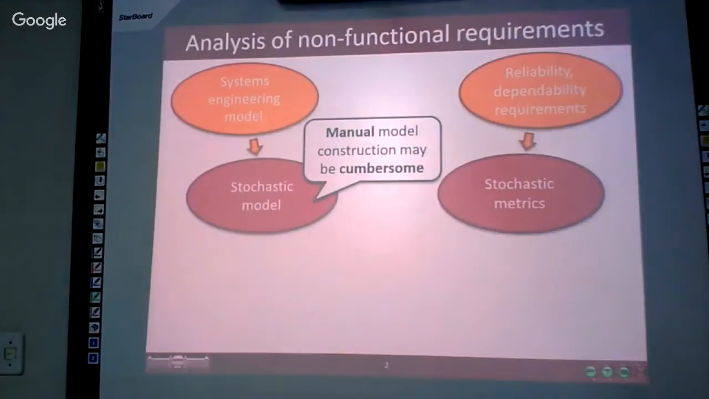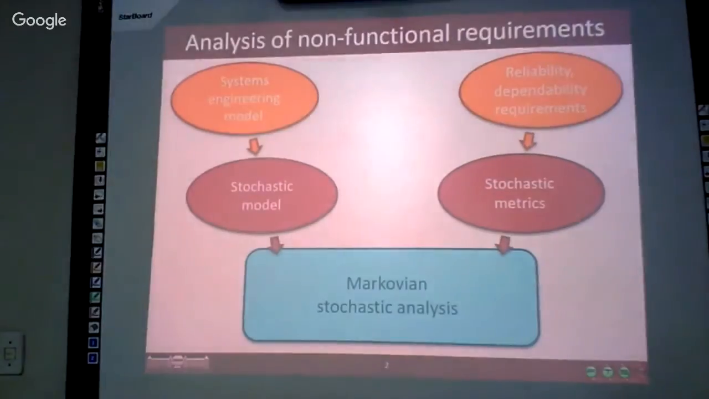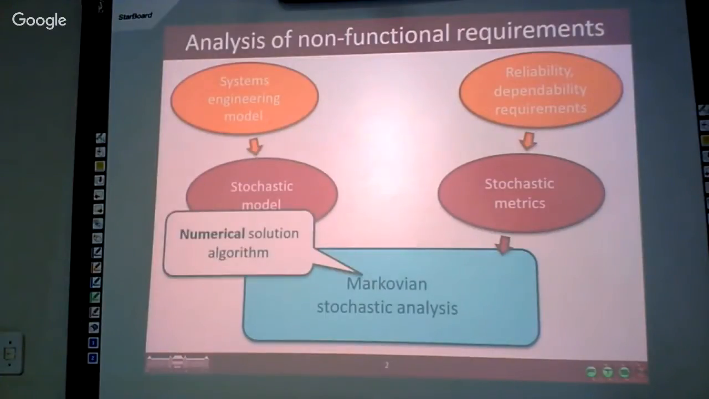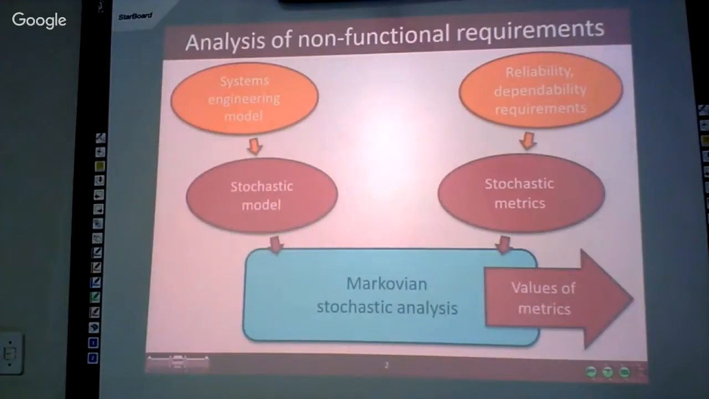And actually, this is very, very cumbersome to develop these stochastic models. So I've done it by myself, and I don't wish to anybody of you to do it because it's very tedious. And then we run the Markovian stochastic analysis on the stochastic model with the stochastic matrix. Actually, we used numerical solution algorithms here. And then we will get the values of metrics.